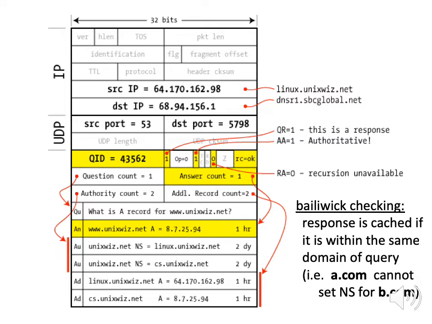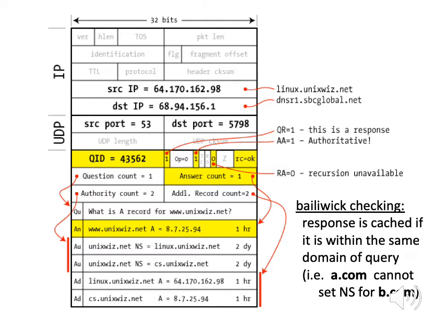Now, one question is, how do we know if we get a response that we should actually believe what it says? So, for example, a rogue DNS server could respond with answers about any domain. So, for example, the DNS server for the CS department could return that www.google.com is some address in the computer science department. So this is handled by bailiwick checking.